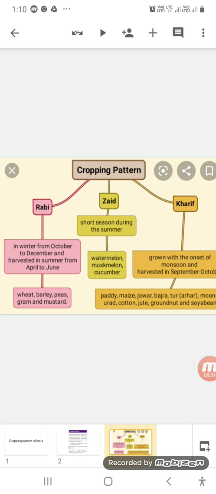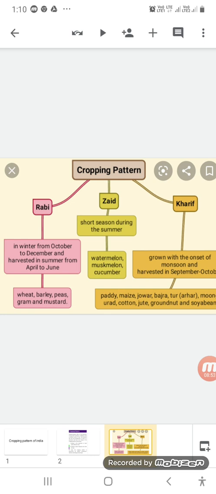groundnut, and soybean. And the states where these crops are cultivated are West Bengal, coastal regions of Assam, Andhra Pradesh, Telangana, Tamil Nadu, Kerala, and Maharashtra in India.